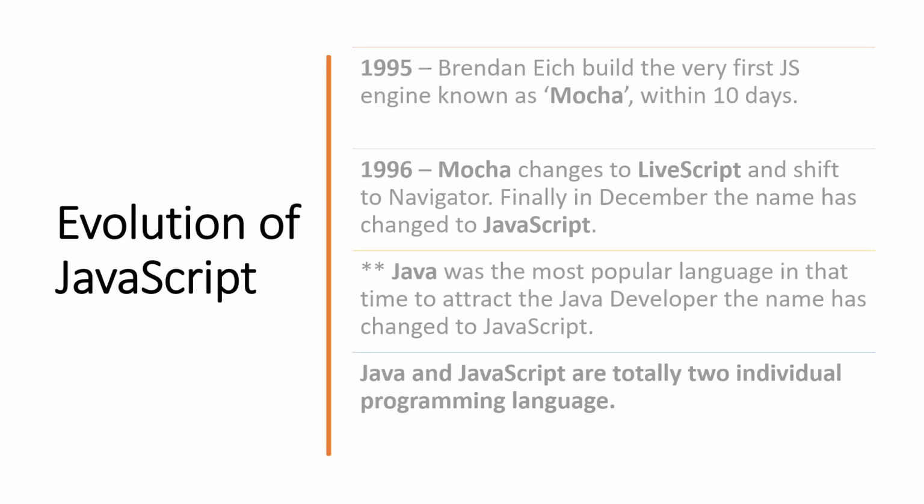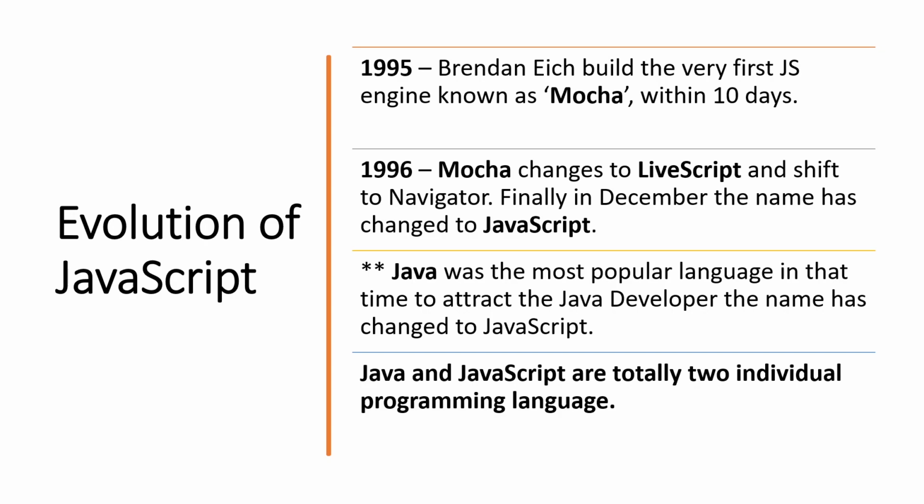And to solve that problem, in 1995, a programmer and developer from Netscape, named Brendan Eich, built the first JavaScript engine. So the first JavaScript got invented in 1995, but the name given at that time was Mocha, and Brendan made it within 10 days. So the target was to use a programming language in the web. That was the idea.